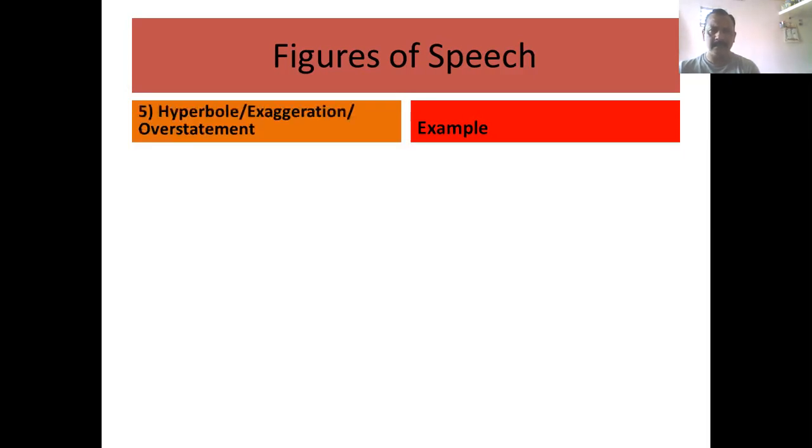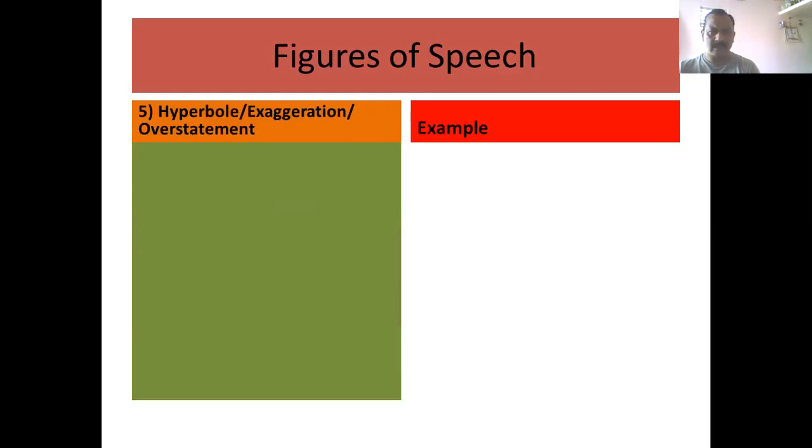Then the next figure of speech we are going to see here: hyperbole, exaggeration, or overstatement. These are the alternate names given to the same figure of speech. They are not different. The same concept is there behind them. So we are going to see one by one. This is the use of overstatement for the sake of effect.